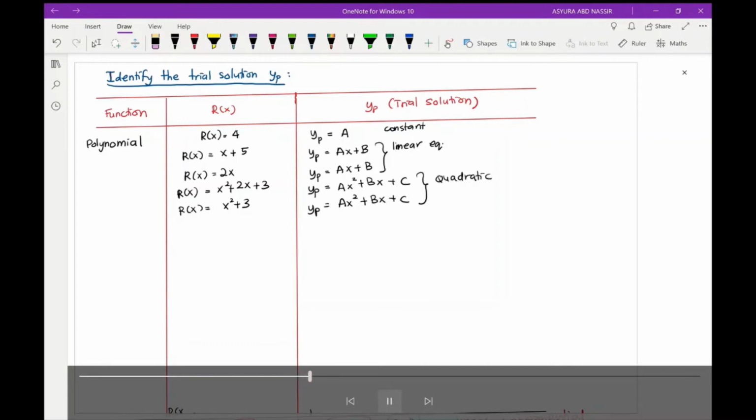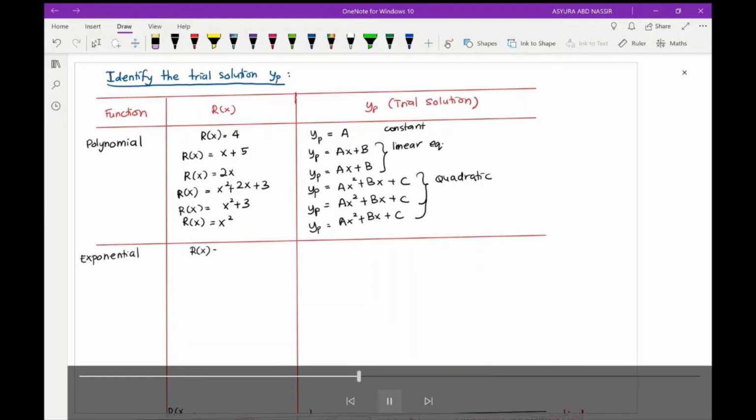Okay, so the second one is for quadratic equation. Next, Rx equals x squared only. So x squared is also a quadratic equation. That means your Yp is equal to ax squared plus bx plus c. Okay, next example is the function in the form of exponential function.